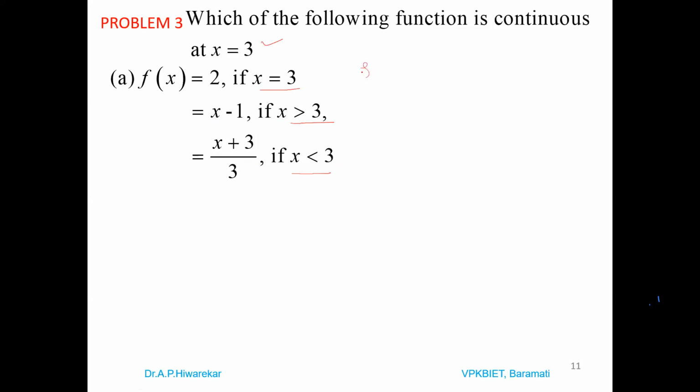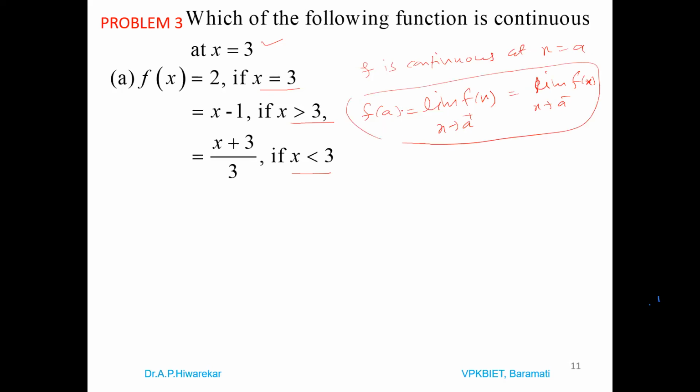When you say that f is continuous at x is equal to a, the limit of f(x) when x tends to a from the right, which is equal to the limit of f(x) as x tends to a from the left, the left hand limit is equal to the right hand limit is equal to the value of the function at that point. So that is the definition.